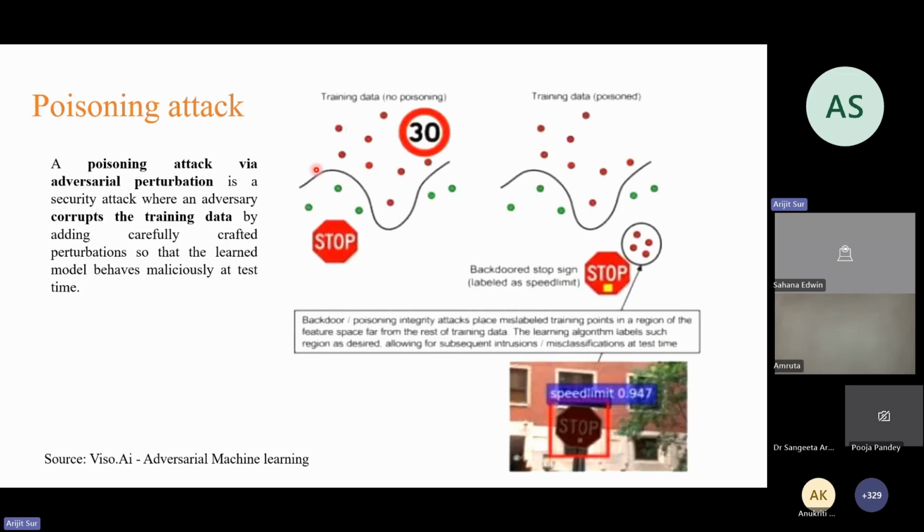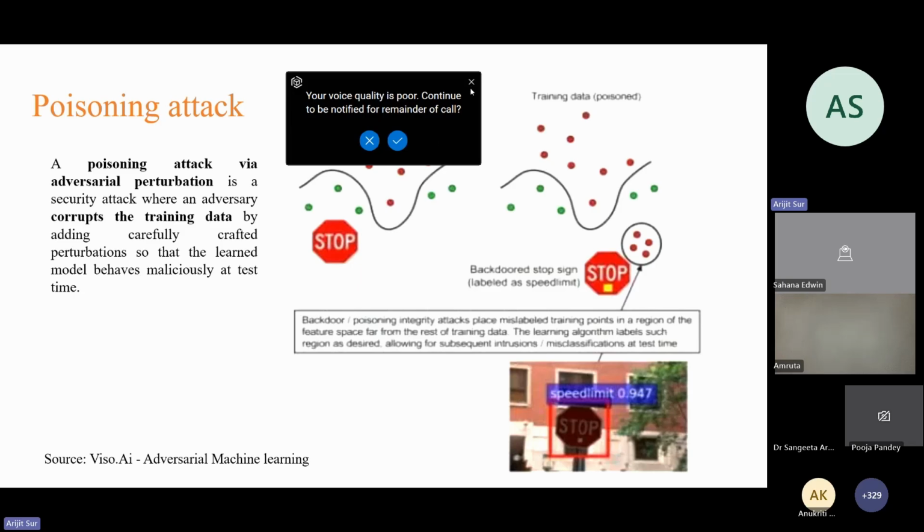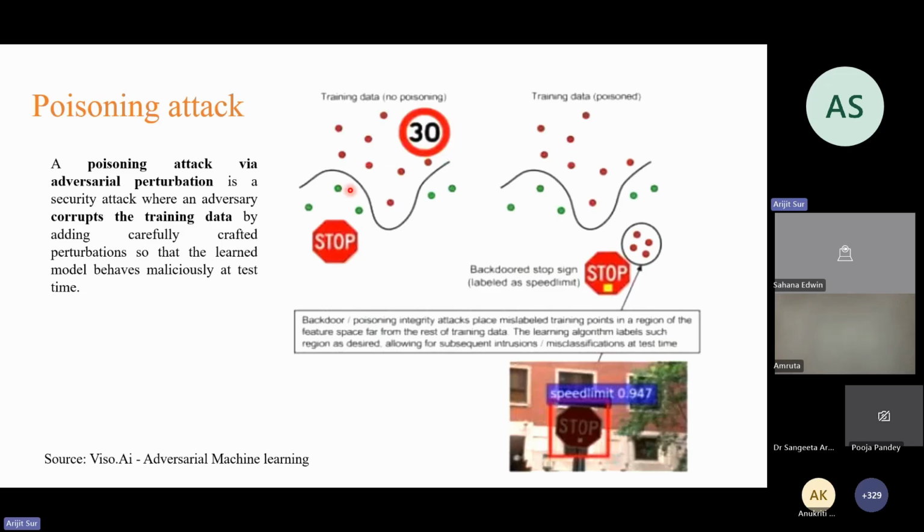Now this is the no poisoning case. So it's a benign case. There is no attack given. Now you see that the speed limit sign, given by the example of red dots, is on one side of the decision boundary and the stop sign is on the other side of the decision boundary. So it is a genuine or benign situation. Now, just for hypothetical sake, we put in this yellow box, which is noise.